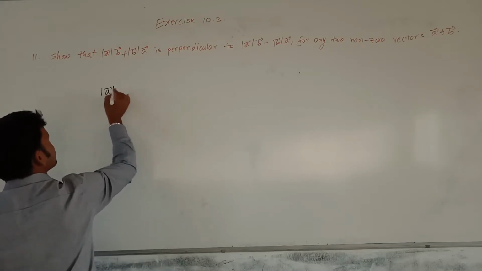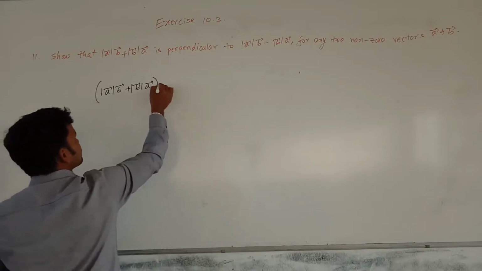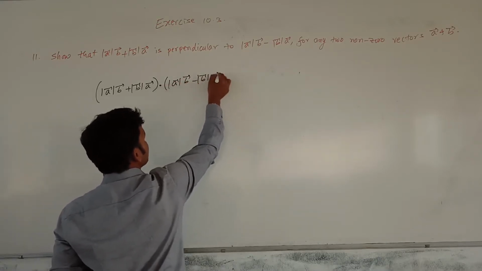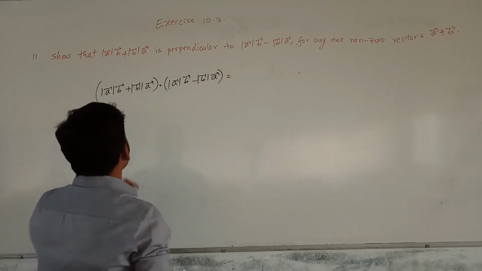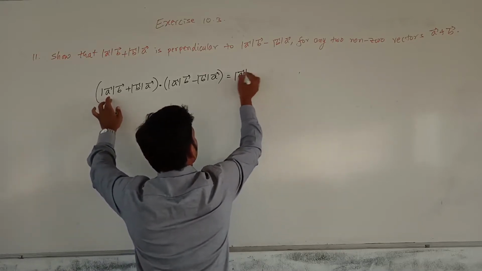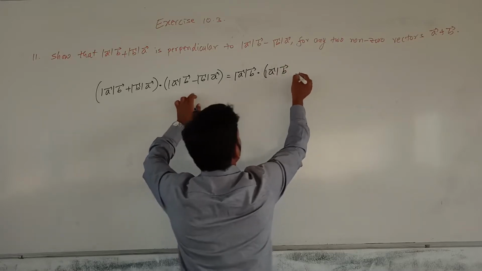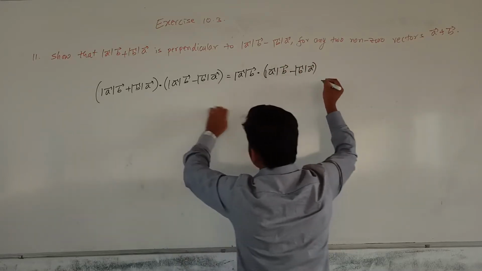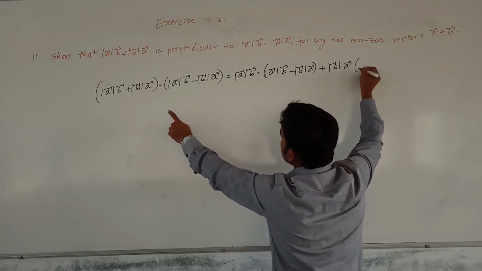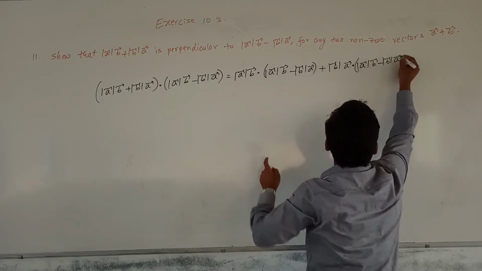First vector is magnitude of vector A into vector B plus magnitude of vector B into vector A, in dot product with the second vector, magnitude of vector A into vector B minus magnitude of vector B into vector A. As dot product is distributive, we will take the dot product of the second vector with the first component, magnitude of A into B, plus the dot product with the second component, magnitude of B into A.